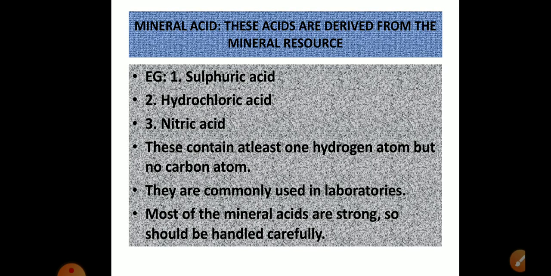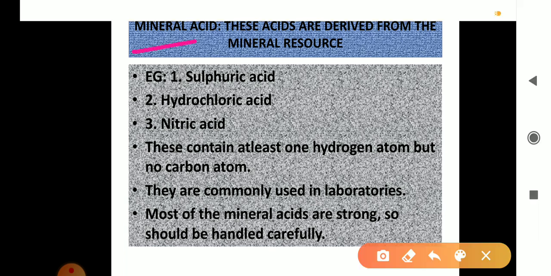Now see the next. Next is the mineral acid, right? Those acids which are derived from the mineral resources are called mineral acids. Sulfuric acid, hydrochloric acid, nitric acid, these are the mineral acids. And these contain at least one hydrogen atom, but कार्बन एटम उसमें प्रेजेंट नहीं होता है. जबकि पिछले वाले में मैंने बताया था हाइड्रोजन एंड कार्बन बोथ आर प्रेजेंट, बट इसमें कार्बन नहीं होता है.